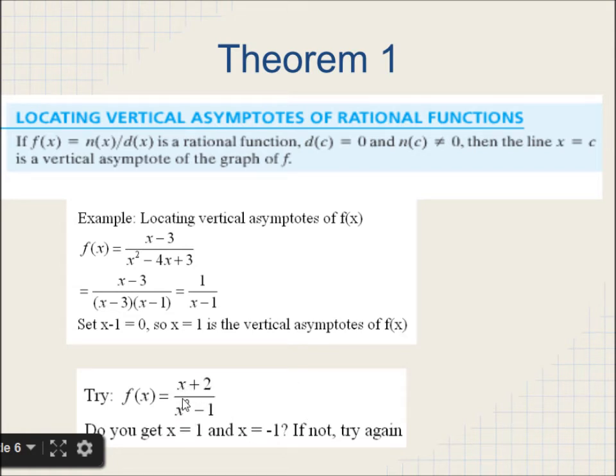So you can try this at home. The function is equal to x plus 2 divided by x squared minus 1. If you try to factor it, it still remains the same. So just equate the denominator to 0 as it says here, d(c) equal to 0. So x squared minus 1 equal to 0. So x squared will be equal to 1, which will give you x equal to plus or minus 1. So there are two vertical asymptotes for this function, minus 1 and 1.